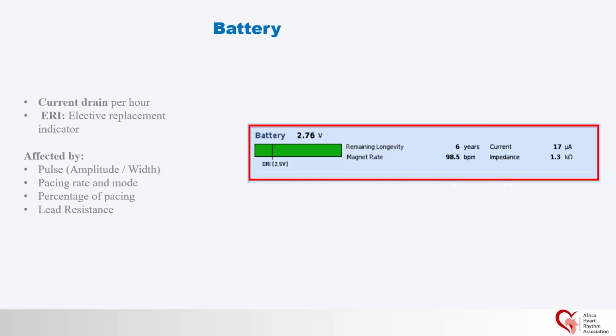That's why during the implantation we do some tests to test those three or four parameters before defining the final position of the lead. That's why, because we try to minimize the energy consumption and improve the longevity of the battery.